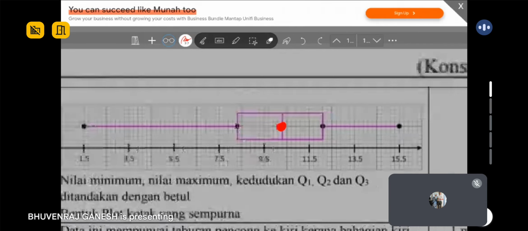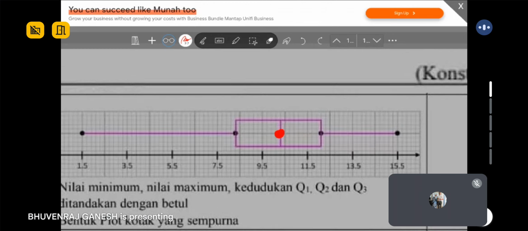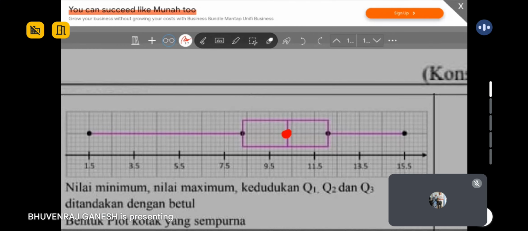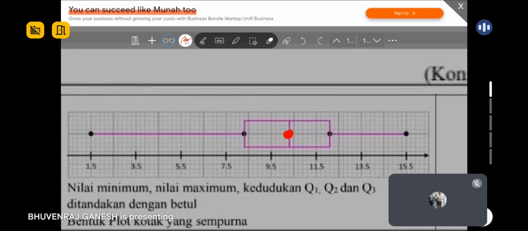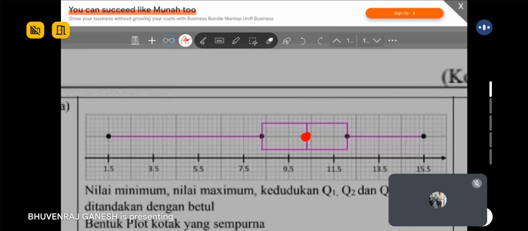Okay, so next one, the last mark is overall. Overall box plot, the shape is okay. Okay, if the whole box is perfect, then you get full mark. Are you all clear? Can get it? So 3 marks for the box plot.